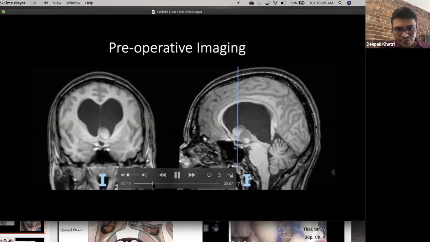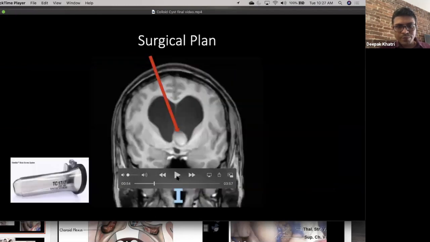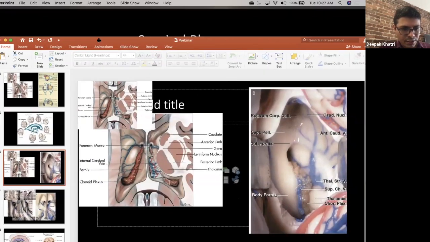I'm going to fast forward through the video. So basically, after knowing the pathology and the location, our plan was to go from the right side, because that's the non-dominant side and it is safer to approach. There can be several approaches. I'll show you in a picture here.